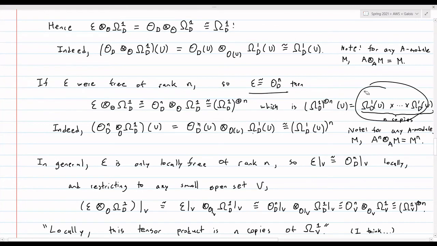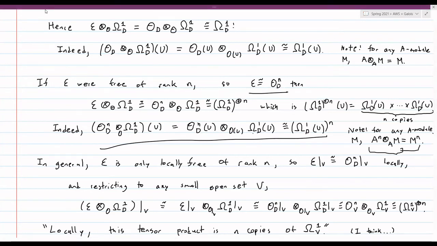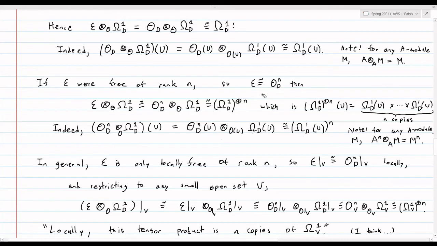So on each open set, it's giving me the product of these one forms, omega D1. Okay, and indeed, to check that this is true, I don't know if this is valuable to actually go through, but you look at what's happening locally, and then right here we're using the fact that A to the n tensor product M over A, where M is some A module, is just M to the n. So that's what we're using here, the n-fold direct sum of M. Okay, so is that clear?